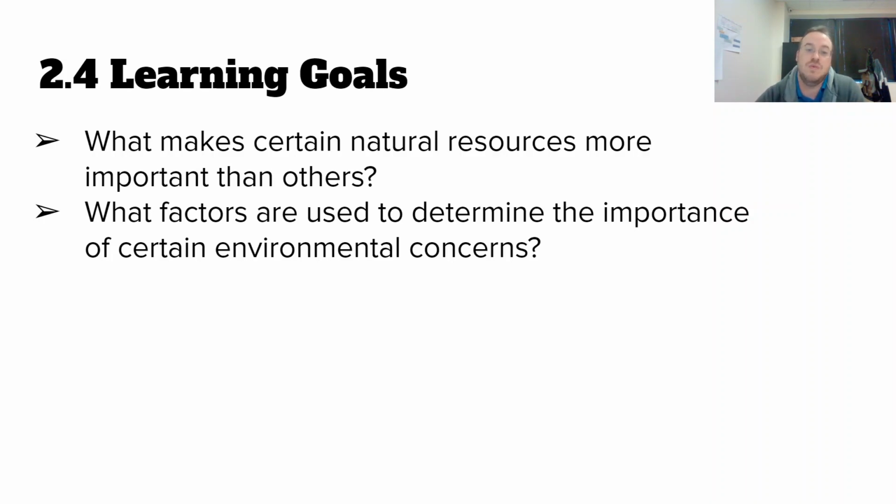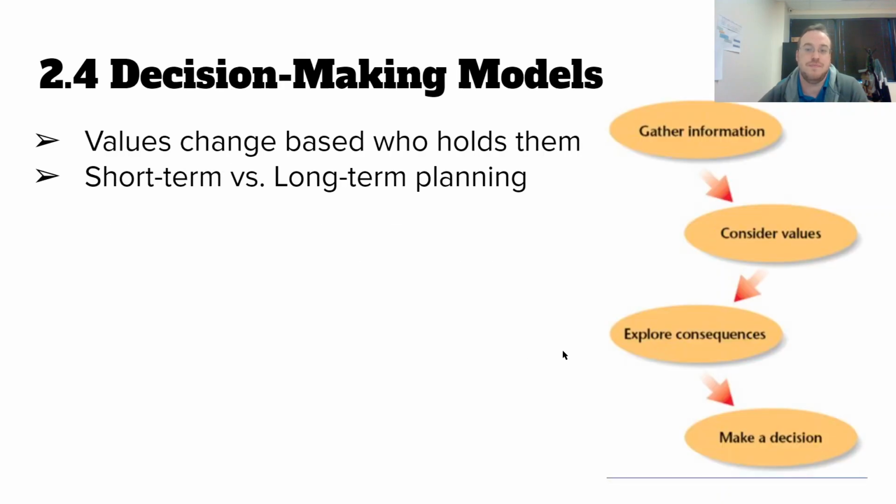We're going to talk about what makes certain natural resources more important than others, or at least considered more important than others, and also the factors that are used to determine the importance of certain environmental concerns. I know this sounds kind of wordy, but it's not that complicated. It's just a bunch of gray areas, all right? And that'll become apparent the more we look at it and talk about it.